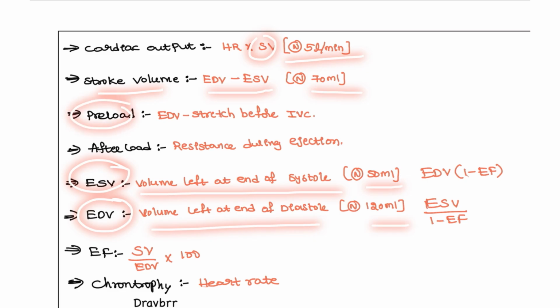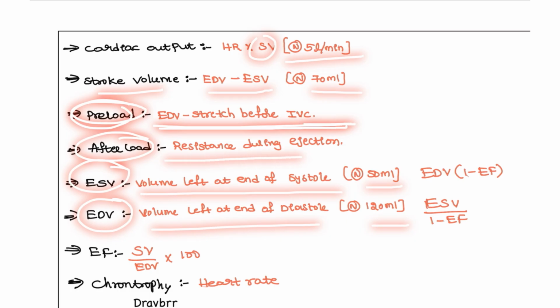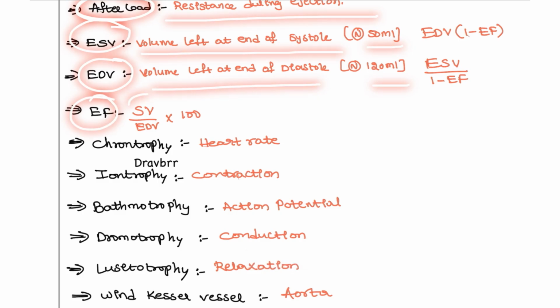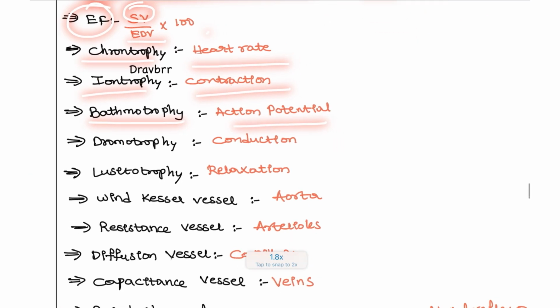What is the preload? End diastolic volume, the stretch before the isovolumetric contraction. So whenever you stretch the ventricle before the isovolumetric contraction, that is the preload. And afterload is how much you are going to eject. The resistance during the ejection is the afterload. Ejection fraction is nothing but the stroke volume divided by the end diastolic volume times 100. Chronotropy means the heart rate, inotropy, contraction, bathmotropy, action potential, dromotropy, conduction, lusitropy, relaxation.